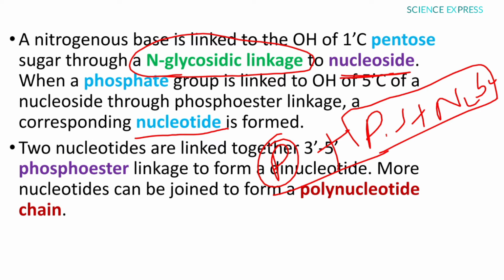Clear? Now, two nucleotides are linked together by a 3'-5' phosphoester linkage to form a dinucleotide. When two nucleotides are attached in a chain, it is called a dinucleotide. More nucleotides can be joined to form a polynucleotide. So DNA is a long chain of polynucleotide. Clear? Okay.